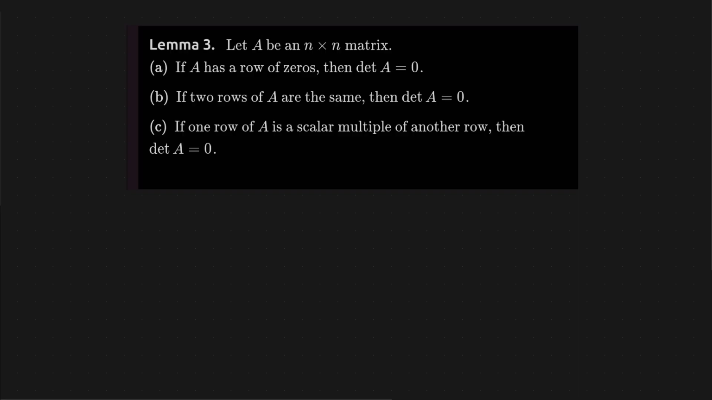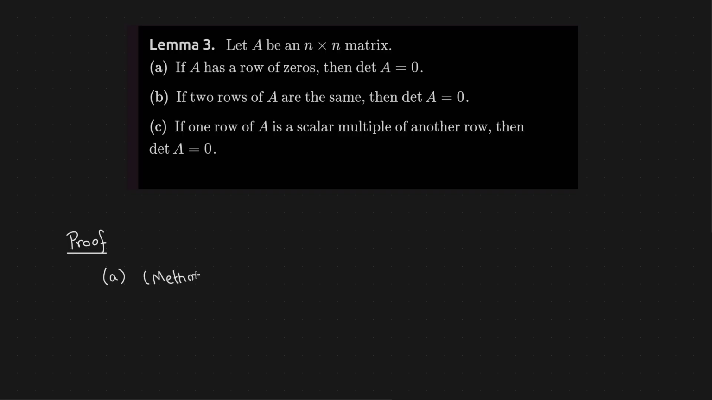So let's take a look at this lemma, and we'll take a look at a couple of these, and we'll be able to use what we know about elementary row operations to prove some of these. Okay? So let's let A be a square matrix, an n by n matrix. If A has a row of zeros, then the determinant of A is equal to 0. Now, we don't actually need elementary row operations to prove this one, though we could if we wanted to. So I'll do it a couple of different ways.